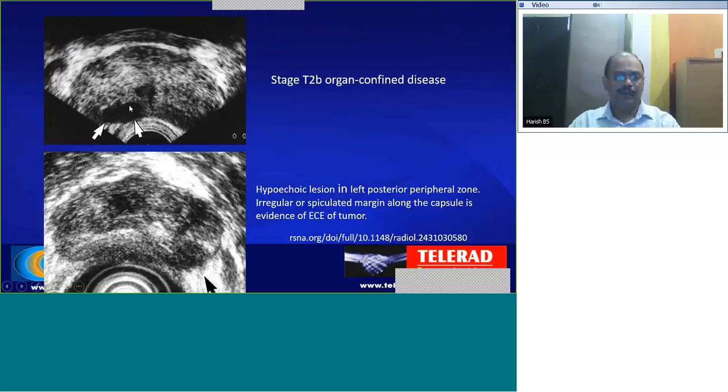Here we see an image of a stage 2B organ confined disease, wherein a hypoechoic nodule is seen within the peripheral zone of the prostate, and it is confined to within the gland. So it is an organ confined disease. Here is another example where there is a hypoechoic lesion with some fuzziness of the margins, and the capsule is ill-defined in this region, which suggests a lesion which has extracapsular extension.